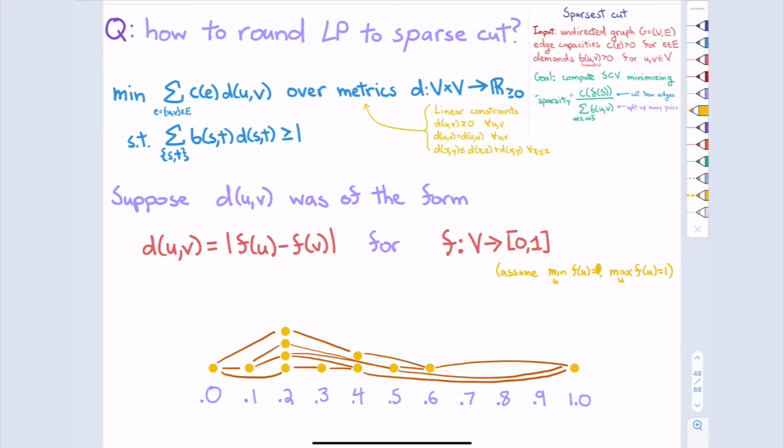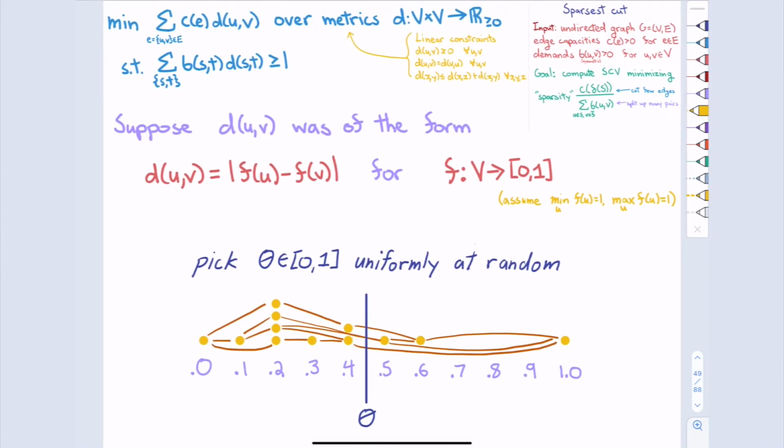Okay. So as a warm-up, let's consider this special case. Now what might be a reasonable cut? Yeah, we can try the same idea from the max-flow min-cut. We pick some random theta and output it, and see what that gives us.